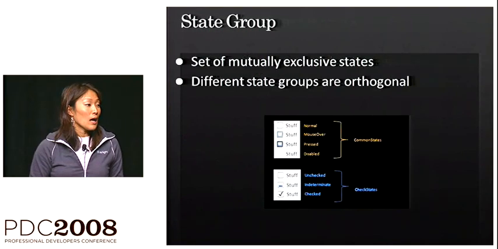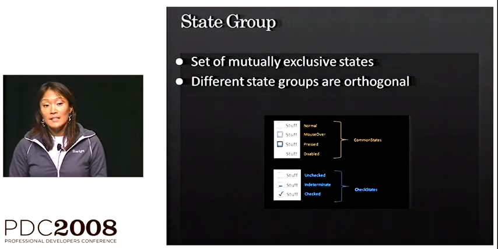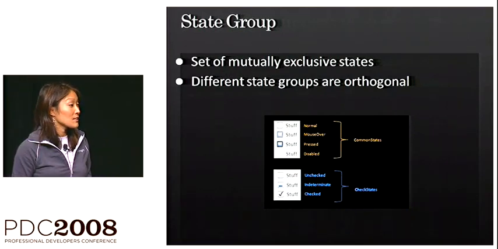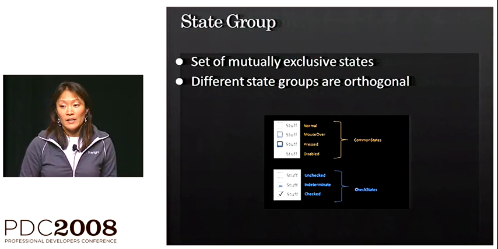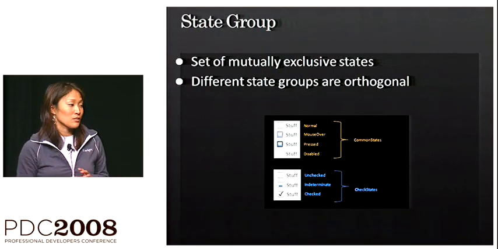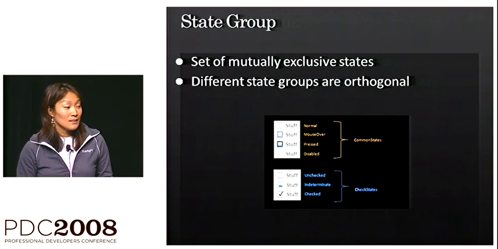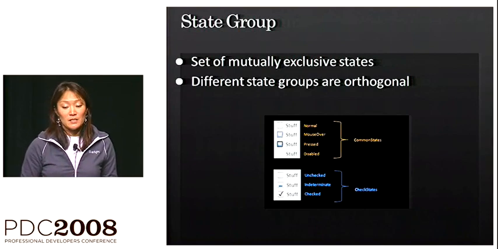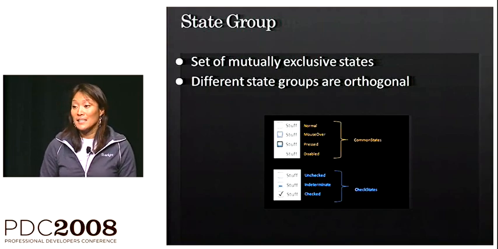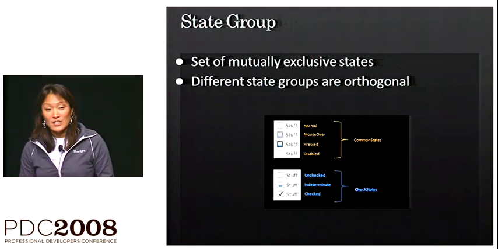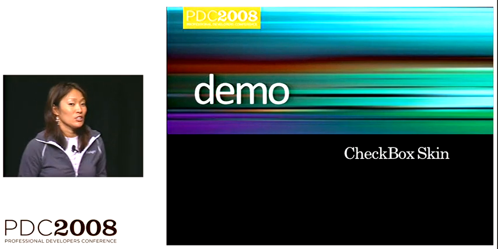And finally, also associated with states, we have this idea of state groups. State groups are sets of mutually exclusive states, and separate state groups are actually orthogonal. So what this means is, for this checkbox, for instance, it's possible for me to be in the mouse over state and the check state, but it's not possible for me to be in the mouse over state and the press state because those 2 are in the same state group. Okay. So that's at a high level the parts and states model. Let's take a look at checkbox.